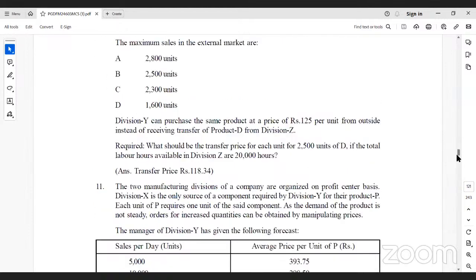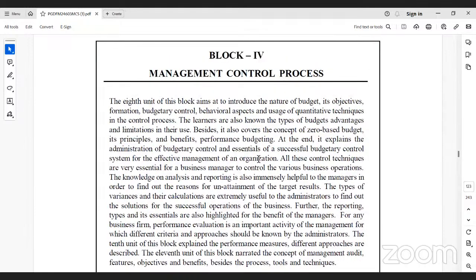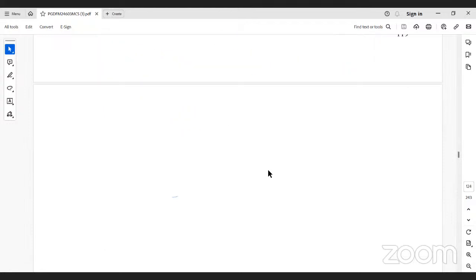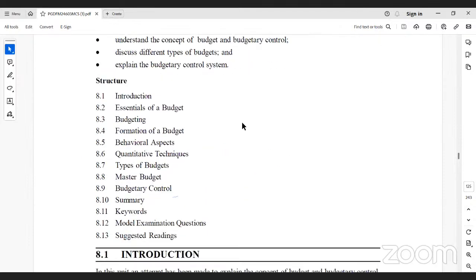Next, after this block, in the next class we are going to discuss block 4. Under block 4, there are four topics. One is programming and budgeting, the next one, the ninth unit, is variance analysis and reporting. The 10th unit is performance evaluation, and the 11th unit is management audit. So now I will stop here. Next class, we are going to discuss programming and budgeting.